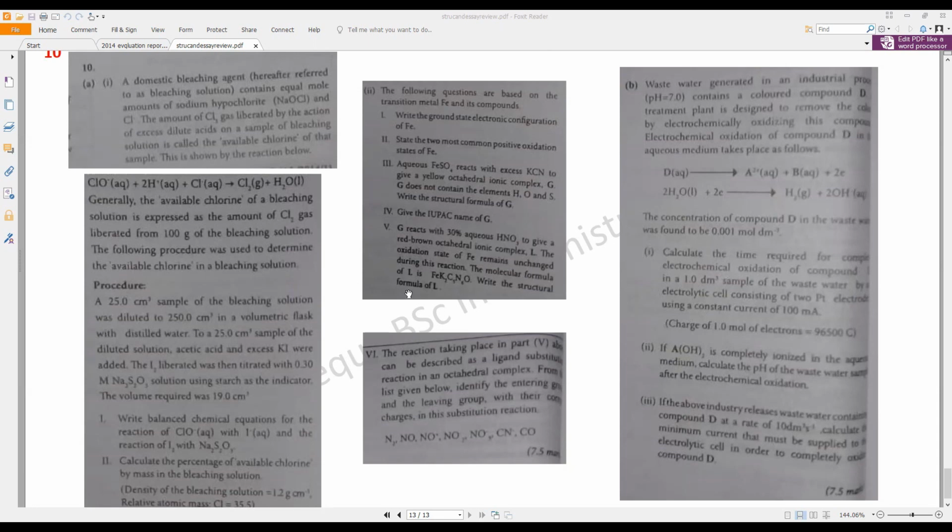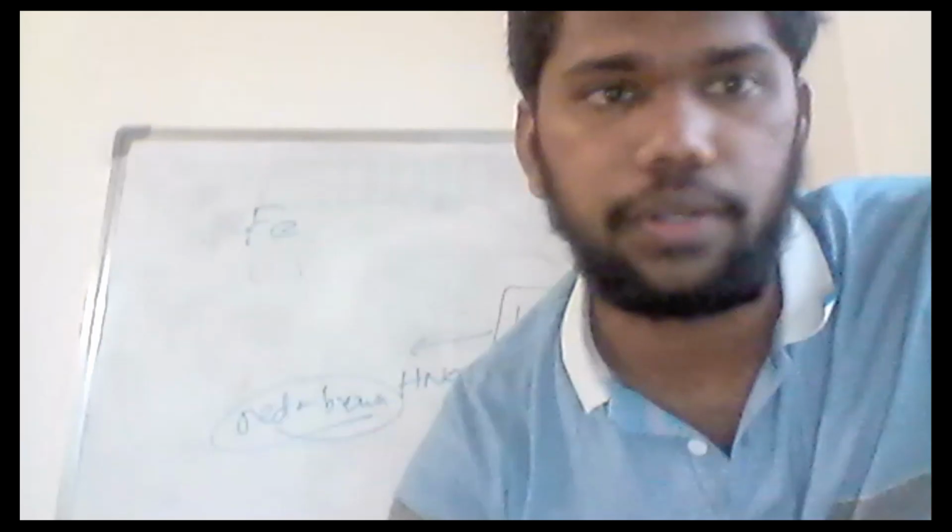The molecular formula of L is this. They have given this, right? The structural formula. So think about this. It is Fe. Now I have to use this one.